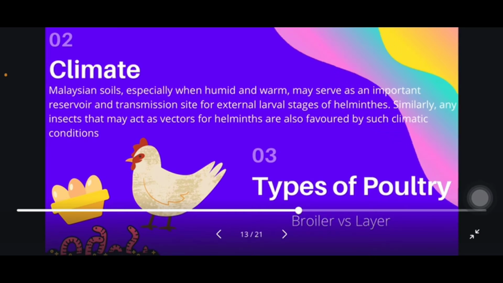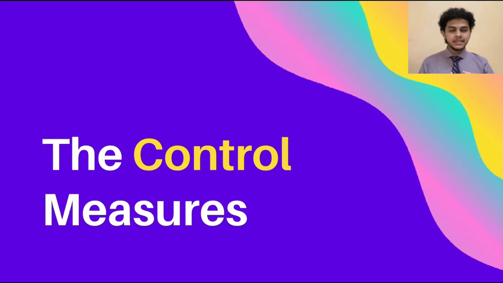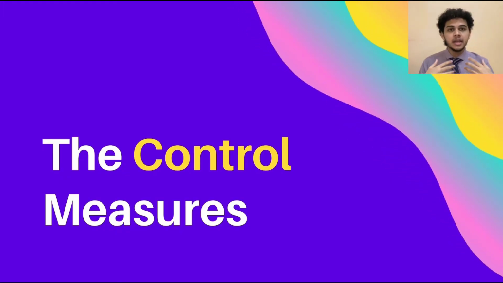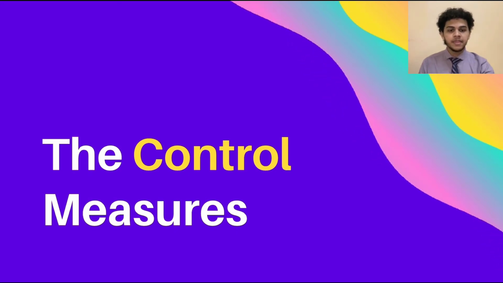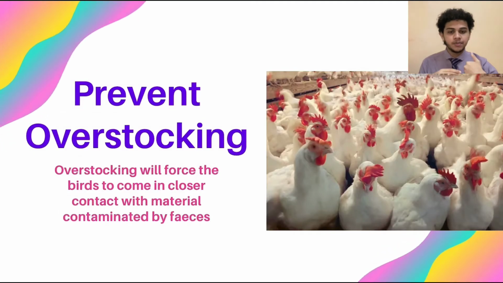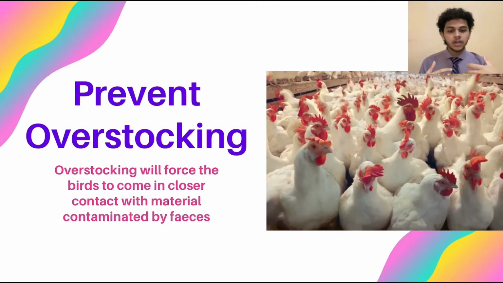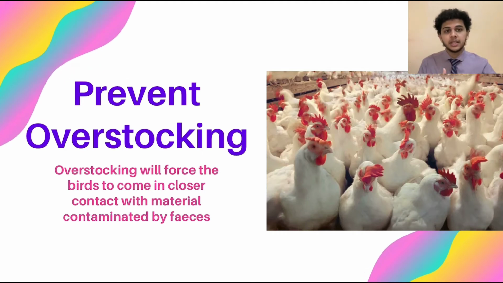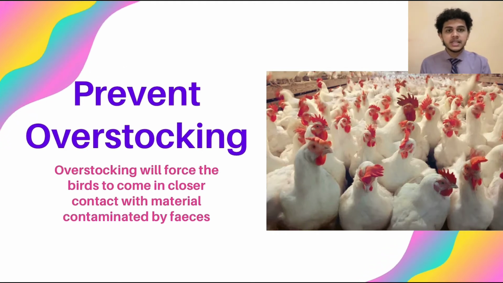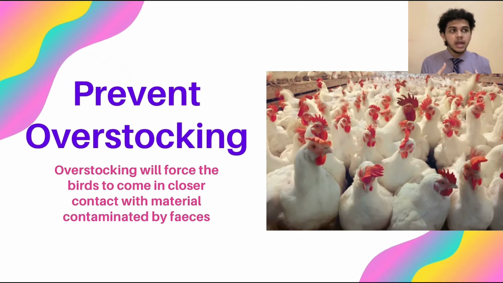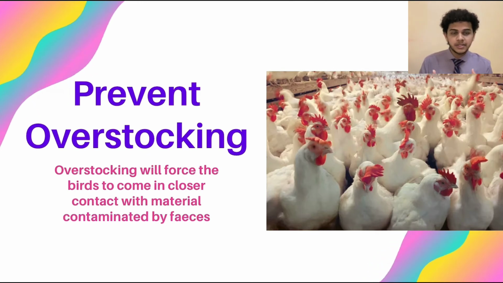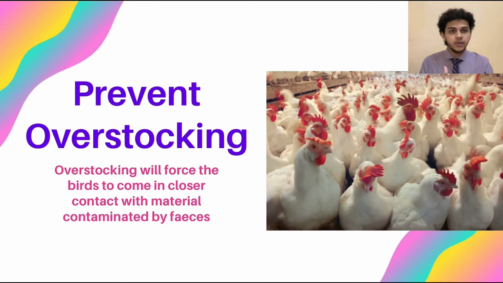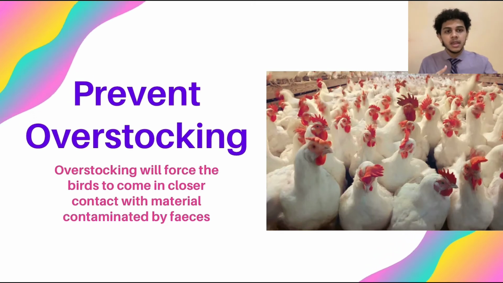Now, let's discuss the control measures that can be taken to control and prevent the infestation of helminths. The first method is to prevent overstocking. Overstocking will force the birds to come into closer contact with materials contaminated by feces. This will then increase the likelihood of these poultry getting infested by helminths. So to prevent that, we need to make sure we are following a healthy stocking rate in a farm environment.